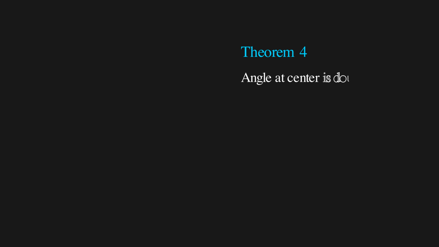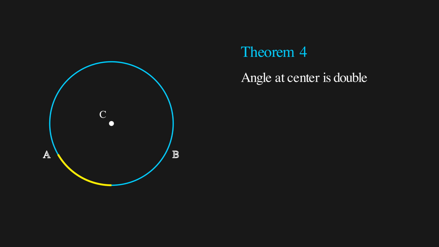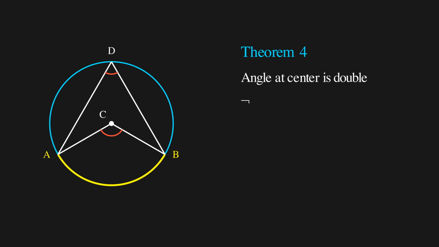Theorem 4 is a beautiful property. The angle subtended by an arc at the center is exactly double the angle subtended at any point on the remaining circle. Let's prove this. We want to prove that angle ACB is double angle ADB. To prove this, we join D to the center C and extend it to a point E.